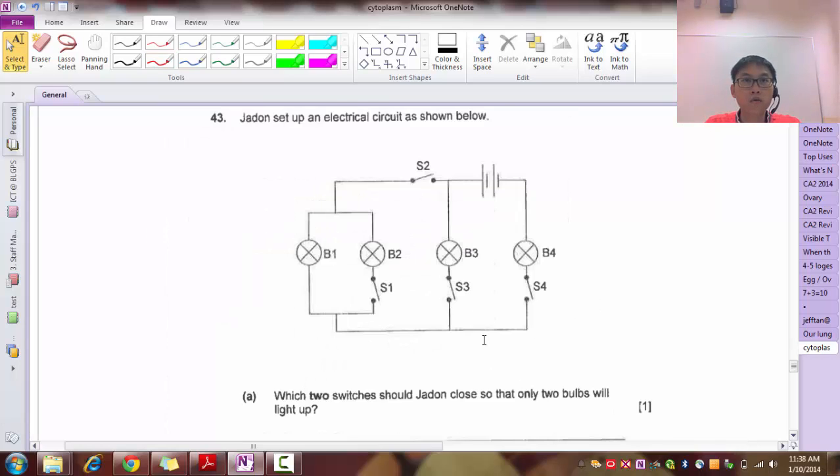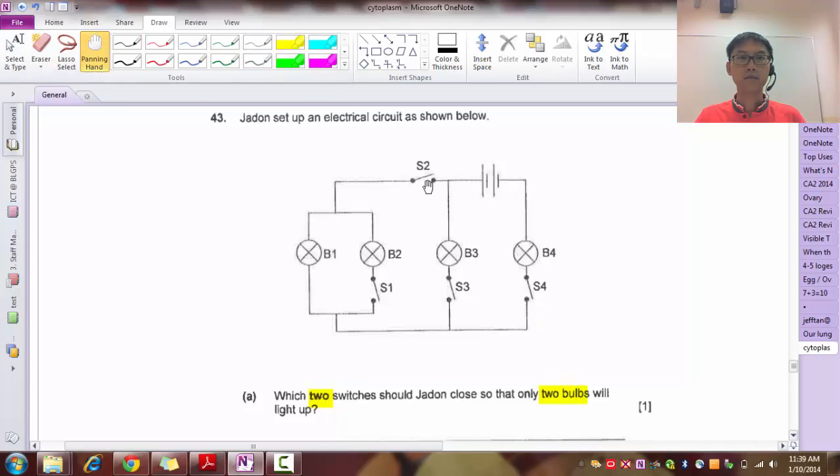Right, let's look at question 43. Jaden set up an electric circuit as shown below. Which two switches should Jaden close so that only 2 bulbs will light up? So I want to close 2 switches so that only 2 bulbs will light up.